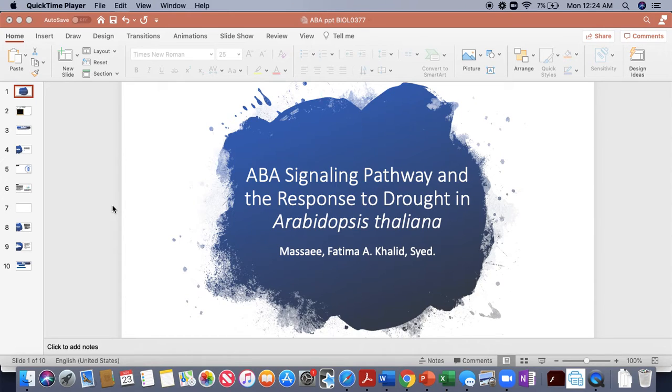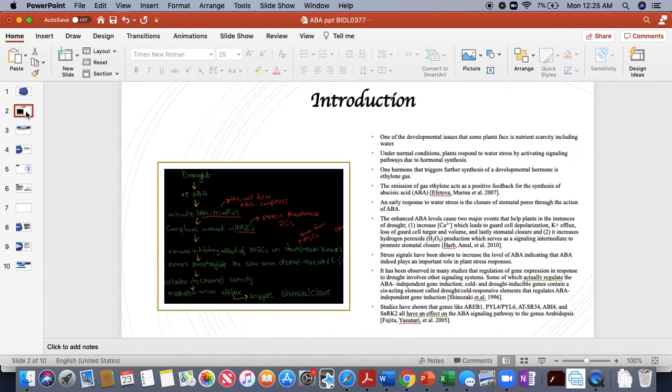We are seniors at Westfield State University, and today we conducted our research on ABA's response to drought in a species of plant called Arabidopsis. ABA is abscisic acid, and basically it is related to the regulation of stomatal guard cells. Here we show the ABA mechanism. In this slide we can see the ABA mechanism.